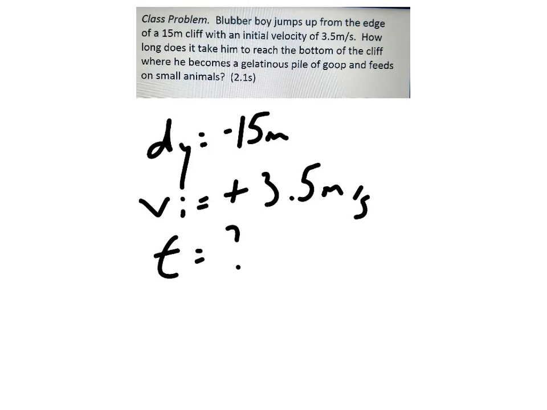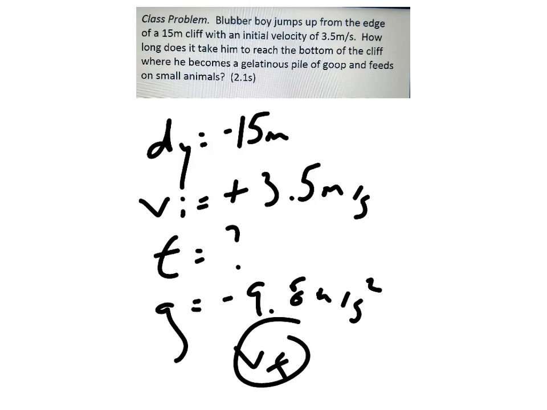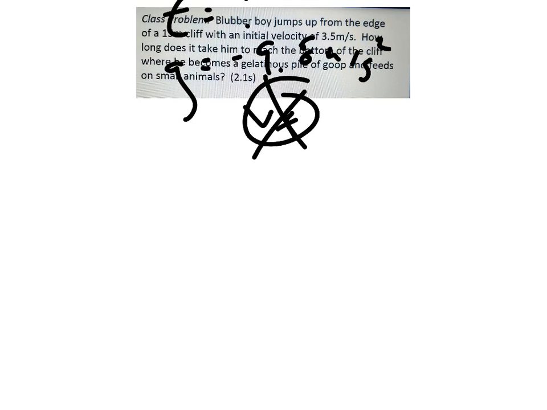And again, it's a free fall problem, so the acceleration is due to gravity. So we know the acceleration is negative 9.8 meters per second squared. Just like the previous problems, what do they not mention at all is VF. So we want to pick an equation that doesn't have VF. We don't know how fast he hits the ground. It's not that we don't need to know; we have enough information to find t without finding the VF. So we're going to pick an equation that doesn't have VF in it, which is d equals VIT plus 1/2 GT squared.